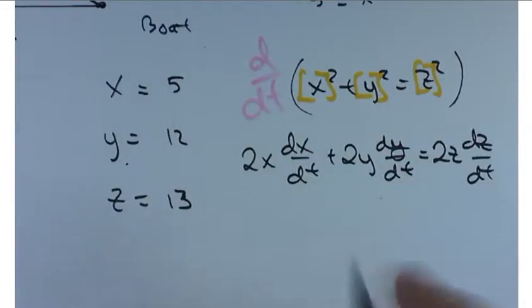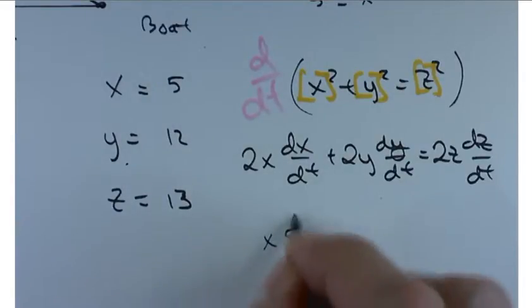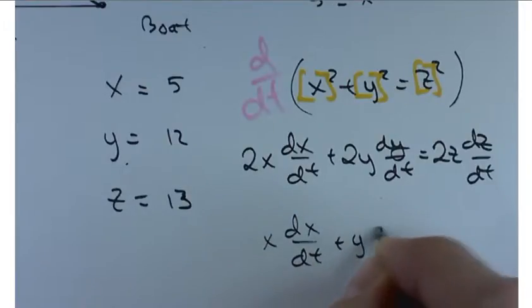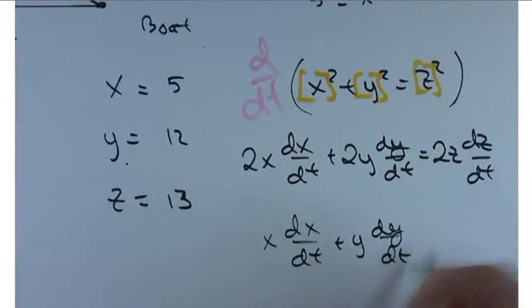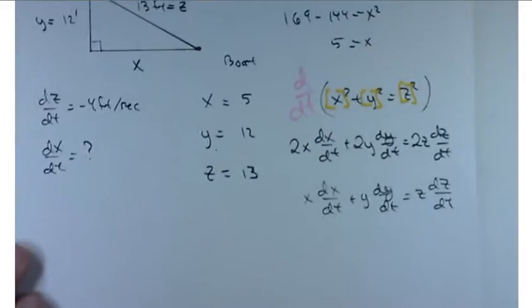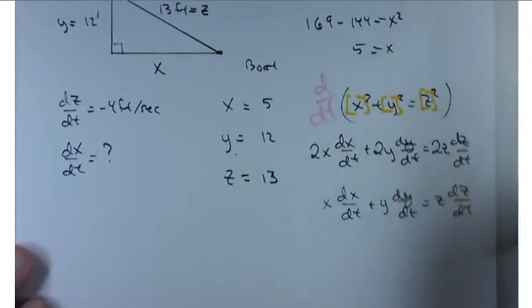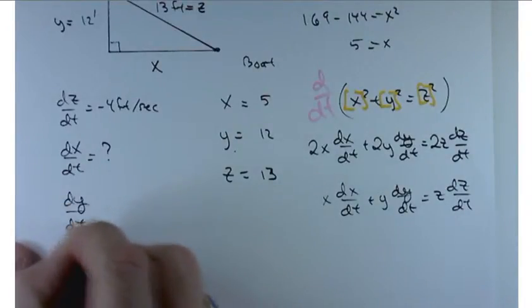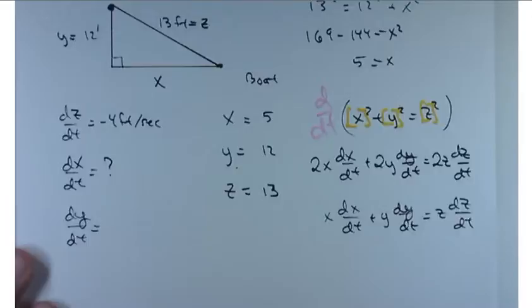You can, if you want, take time to divide out the 2. I'm not sure that it's really all that worth it all the time or not. It doesn't hurt. Maybe it's not a bad idea. Let's see what we know and see what we don't know. Well, there's one more unknown here that I haven't accounted for, and that is my dy by dt. So what can I put in for dy by dt?